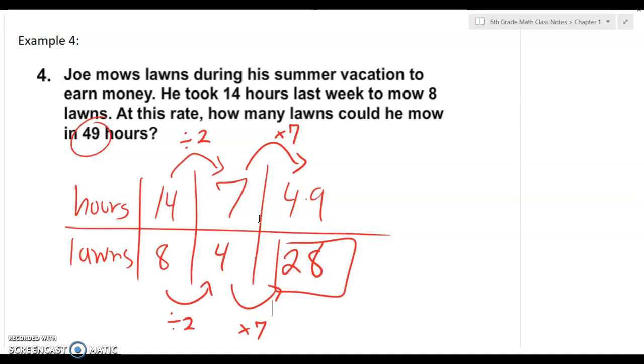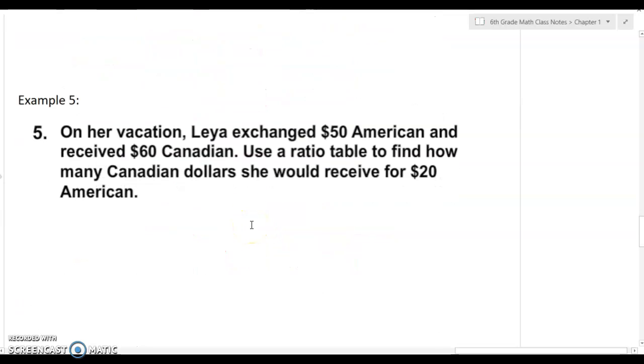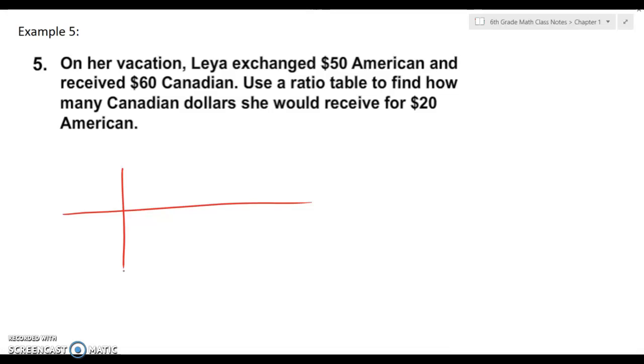All right, we're going to try one more, and I want you to try this one on your own. On her vacation, Leah exchanged 50 American dollars and received 60 Canadian. Use a ratio table to find out how many Canadian dollars she would receive for 20 American. So here's what you're going to do first. Go ahead and put in the units on the left and fill in as much as you can. Make sure to leave an extra space for an extra ratio that you might need to put in. Go ahead and try it, and then click play when you're ready to see my solution.